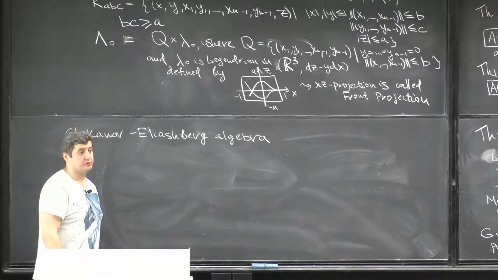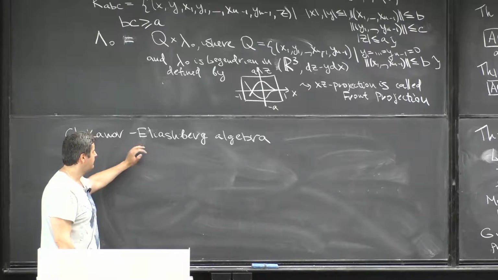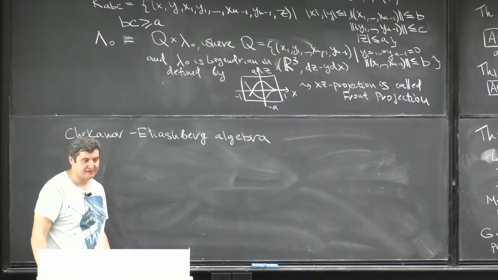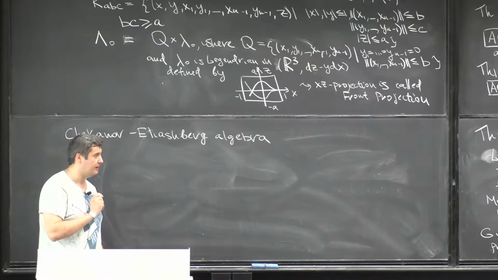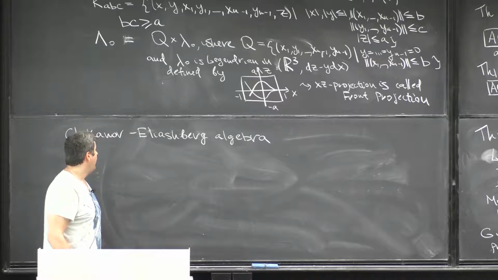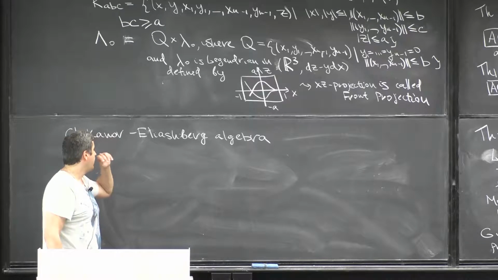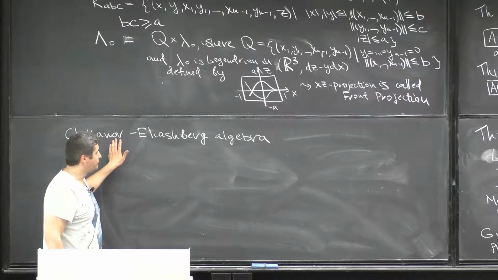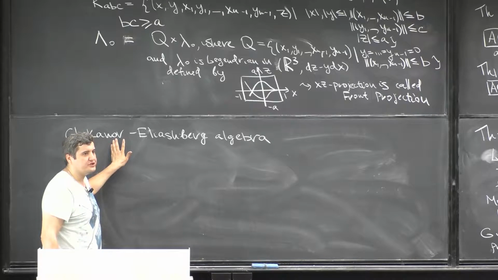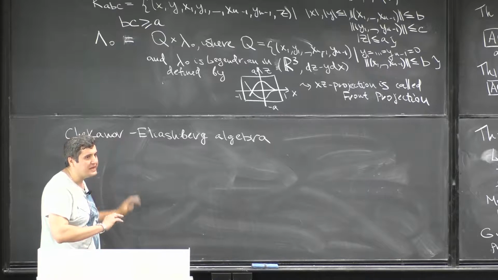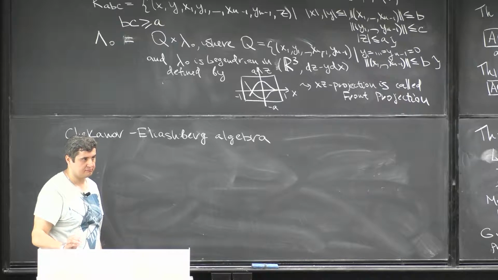And I should mention the following. The Chekhanov-Eliashberg algebra is an invariant of a Legendrian submanifold. First it was introduced by Chekhanov, and it was defined originally only for Legendrian knots in three-dimensional Euclidean space. The invariant of Chekhanov, this algebra, was defined completely combinatorially.